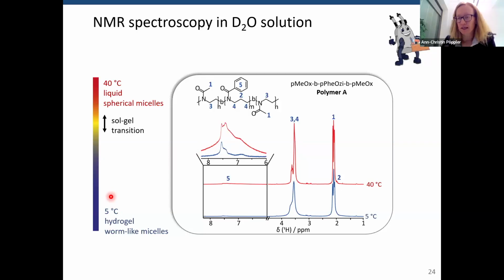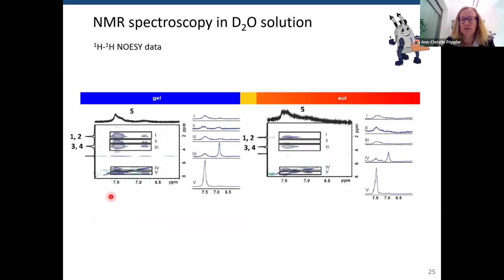And then we thought, okay, if we found that there are changes in the spectrum, let's see if, for example, by using a tool like NOESY, we would be able to see a specific proximity of functional groups to other functional groups. And then we recorded 2D NOESY data that looks quite noisy, but still interpretable, in the gel and also in the sol state, so for the gel and for the micelles. And then we looked at the different environments and saw, okay, where are their proximities?